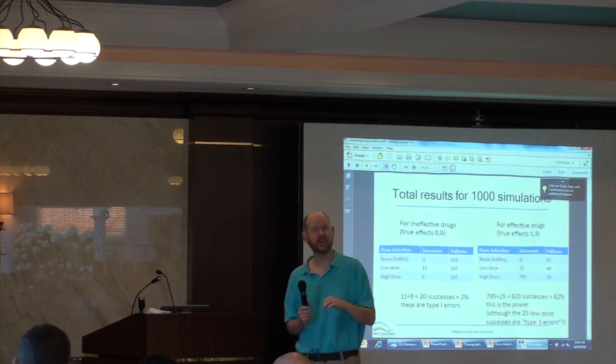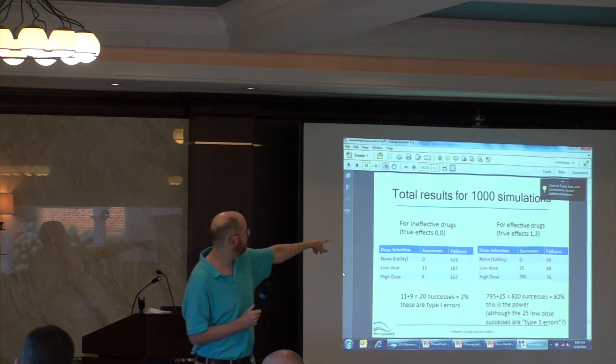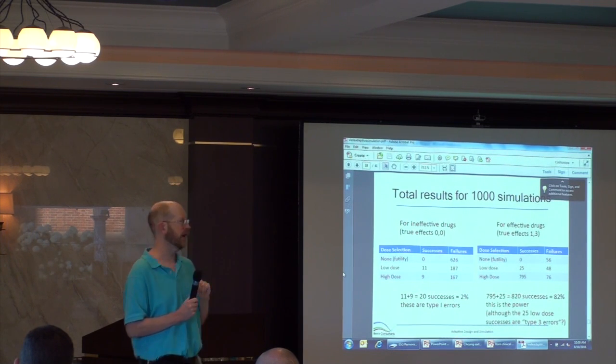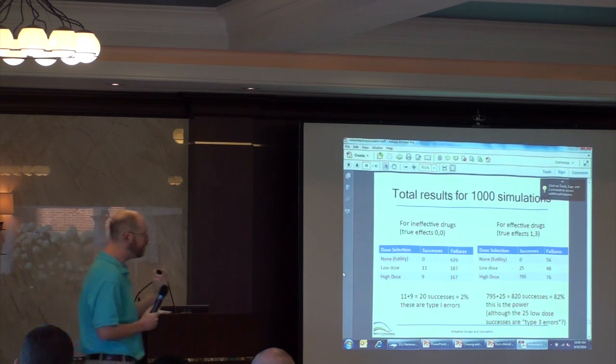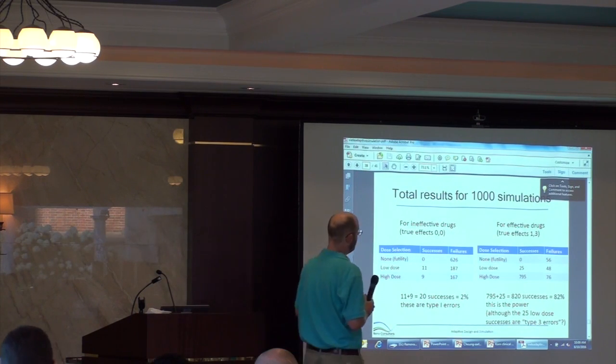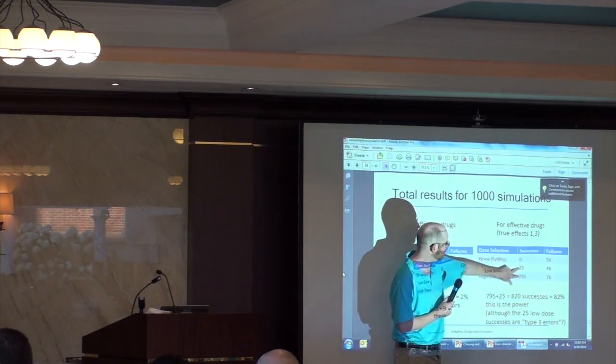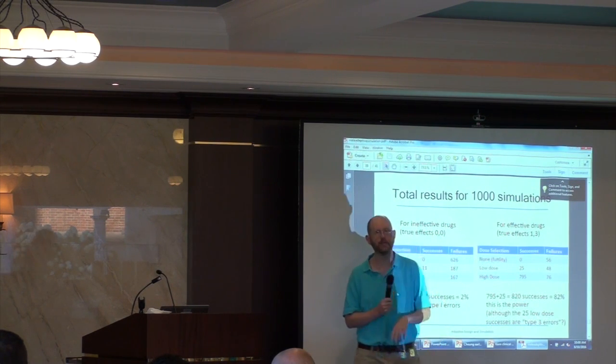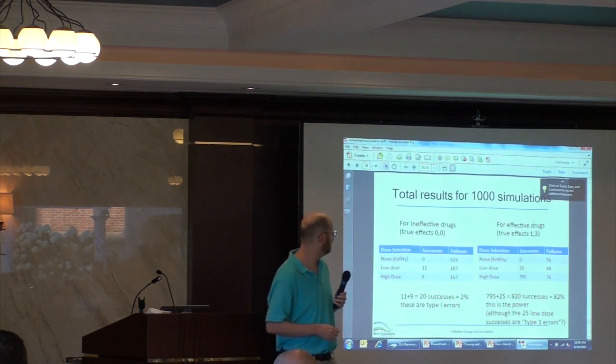That's the right answer. And then 76 trials I picked the high dose, but it didn't pan out at the end. The power of that trial is the proportion of times you were successful. That's those two numbers together, 795 plus 25. So the power of the trial is 82%.